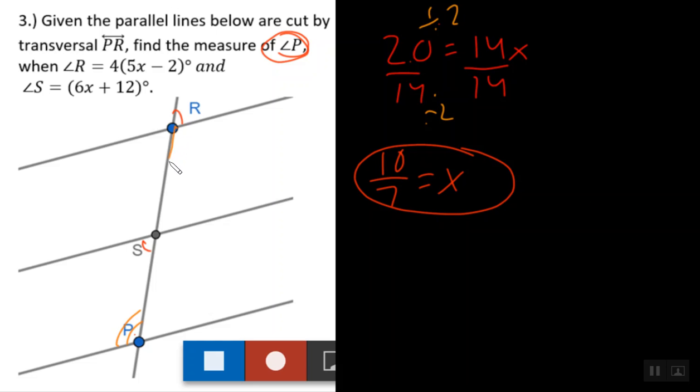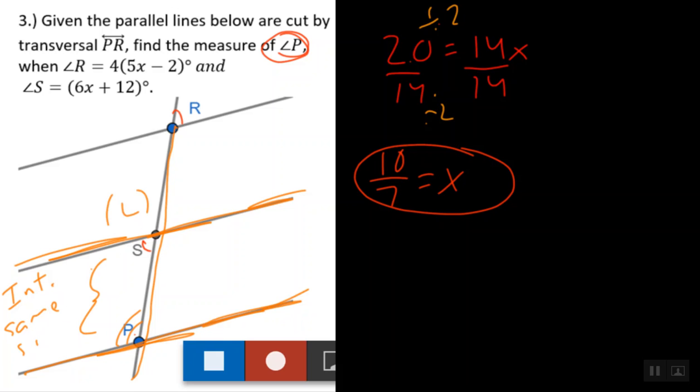Why? Well, here is our transversal. And you'll notice a couple things. You'll notice that these two angles are both on the interior. They're on the interior of this line, and they're on the interior of this line. And not only are they on the interior, they're also both on the left side. So we call that the interior and the same side. Well, if you will recall, we have a word for that. That's called consecutive angles. And we know that consecutive angles, angle S plus angle P, have to add up to 180.